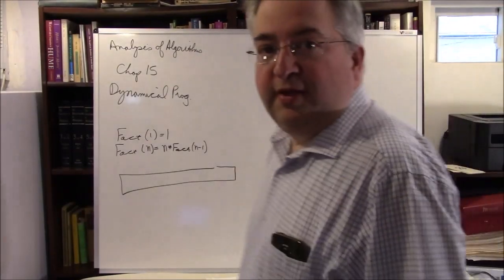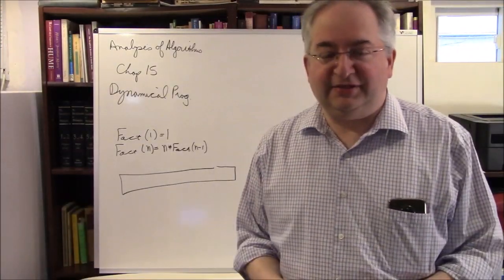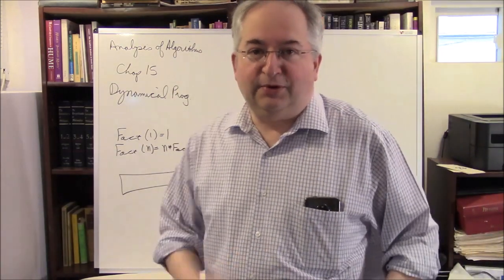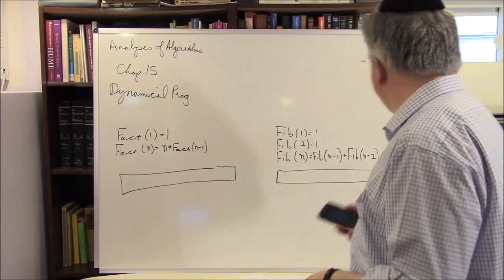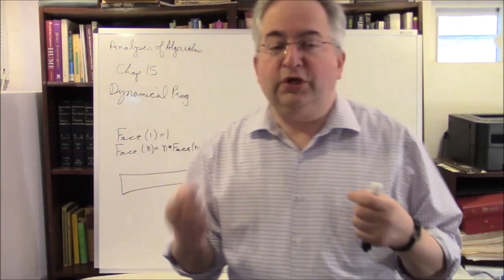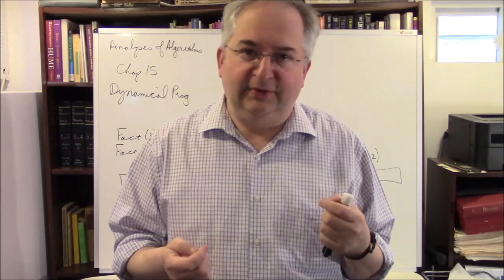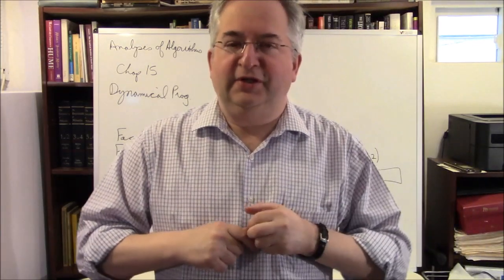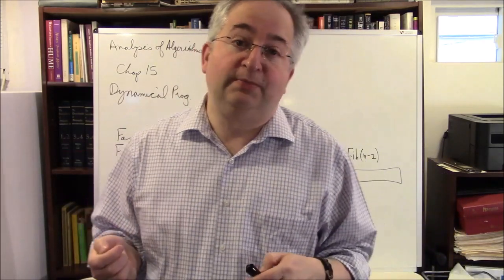Okay, my name is Yanofsky. We're doing analysis of algorithms. We're up to chapter 15, Dynamical Programming. So let me tell you what dynamical programming is. Dynamical programming is basically recursion upside down. Now let me just say, why is it important? Well, it's just as important as recursion, and as we saw, recursion shows up all over.